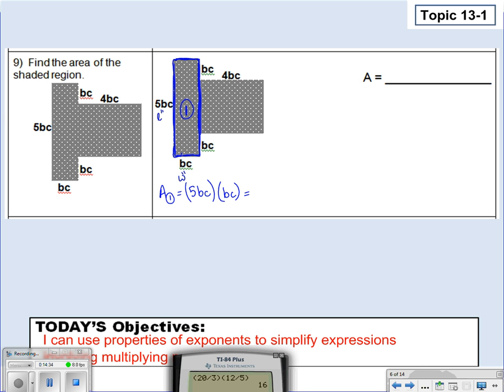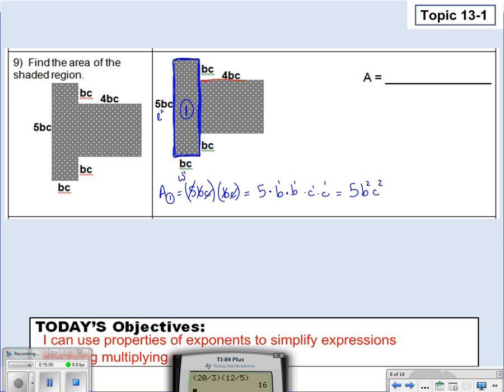If I follow my same pattern as before, I'm going to do my numbers first. So this is 5 times, that takes care of the numbers. Let's look at the letters, B times B, and then C times C. And this ends up as 5B squared C squared, because 1 plus 1 is 2 for each variable. Now I want to look at my second shape.